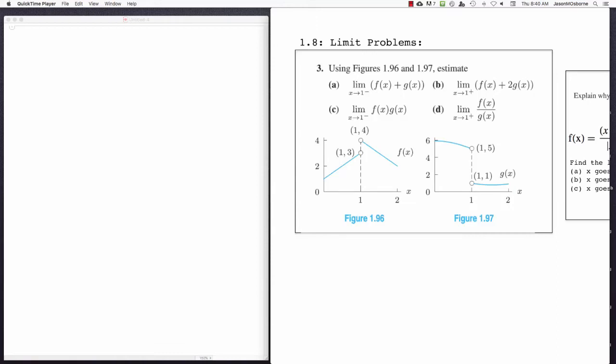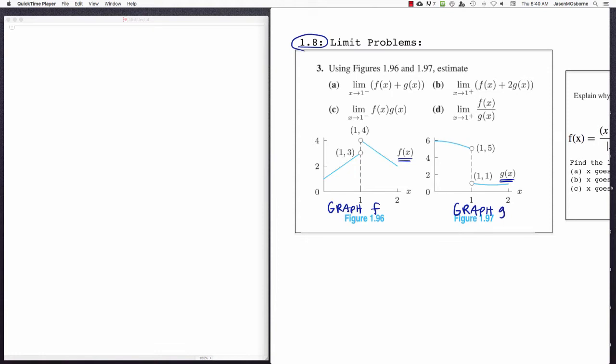In this video, we look at graphical techniques for doing limit problems from section 1.8. Okay, and what we're seeing in this problem is the graph given to you of two functions, one for f of x, and you're also given the graph of a function g of x.